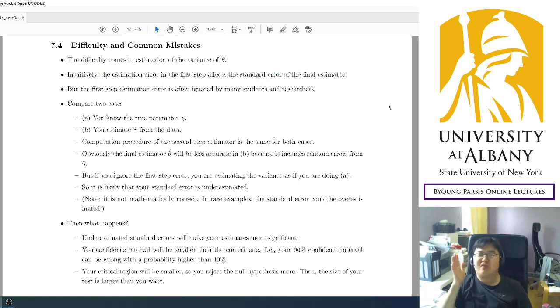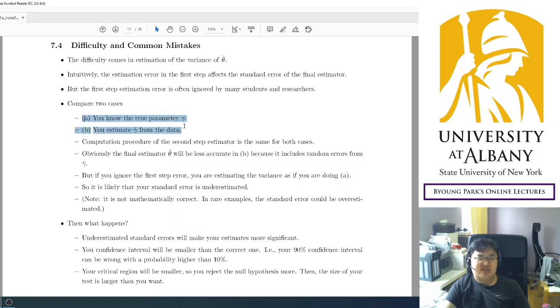However, it is usually more complicated, and many students, many researchers just ignore that for different reasons. Many maybe just because of their ignorance, or maybe because it is too complicated. They don't know how to do that. Both are bad, of course.